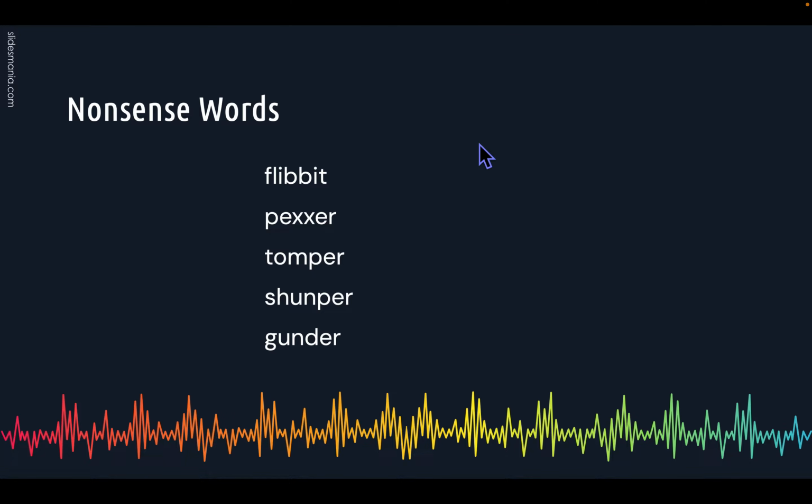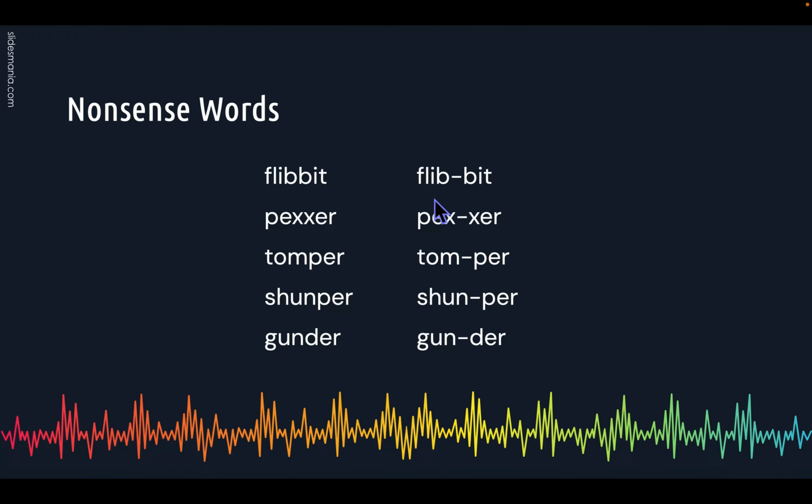I want you to pause the video and try these nonsense words. These are fake words, made up words, just to see if you understand the rule. Is this how you divided the words? Between the 2 consonants and using the short vowel sounds? Flibbit, pexer, tomper, shunper, gunder.